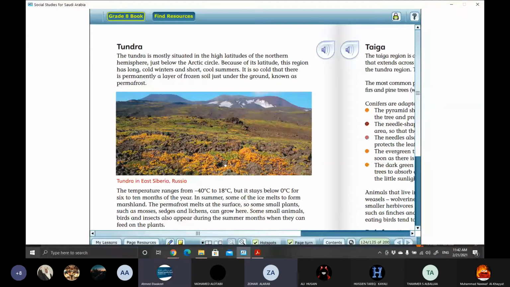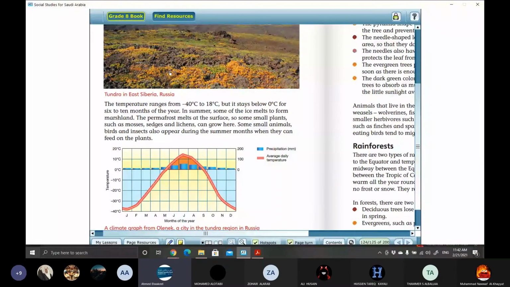So some tundra, most of them, of course, are in the northern hemisphere, and they are beneath the polar regions, and consequently, they will have very long, cold winters and short, cool summers. And the best place to speak about this is in Europe.